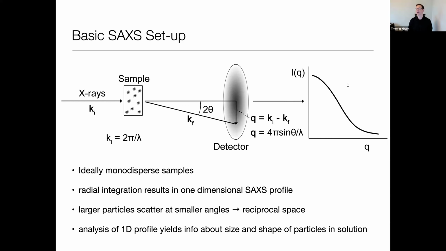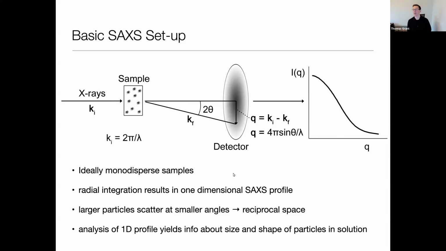And this is the final raw data that we get from the experiment, which is intensity as a function of Q, where Q is what we call the momentum transfer, which is effectively the angle of scattering on the detector. Now, ideally, these are monodispersed samples.